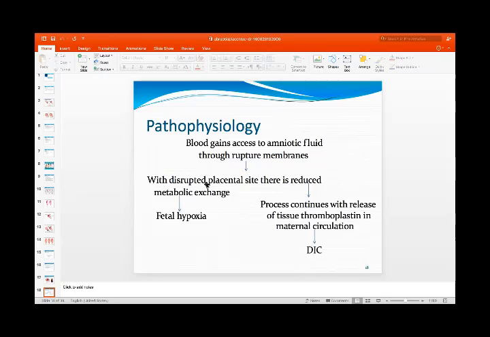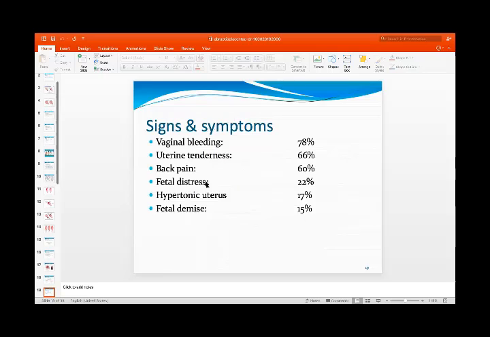The disrupted placental site has reduced metabolic exchange. So what will happen when the placenta is separated? The oxygen supply to the baby is compromised, and it will lead to fetal hypoxia. And if the process continues with the release of tissue thromboplastin into the maternal circulation, so when these retroplacental clots use up all the fibrinogen, and thromboplastin is released into the maternal circulation, it will lead to DIC, disseminated intravascular coagulation.